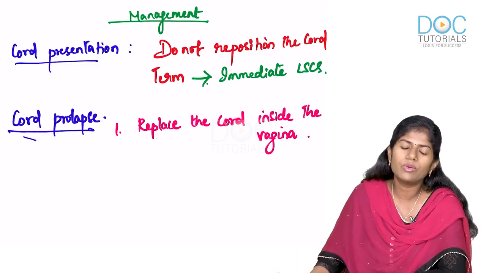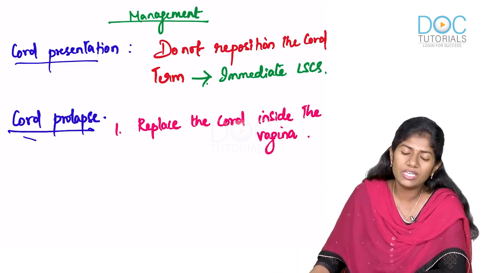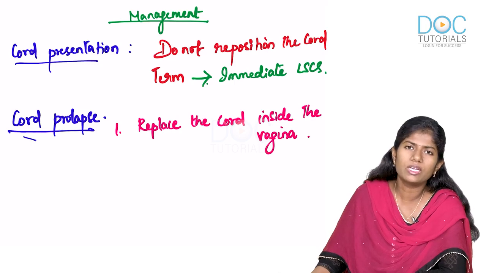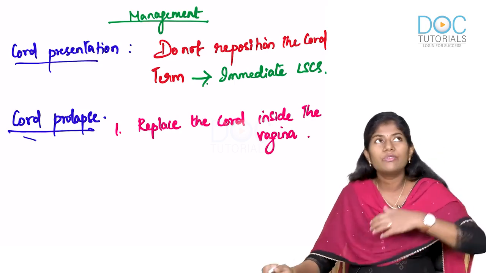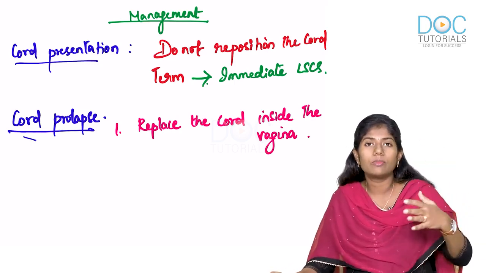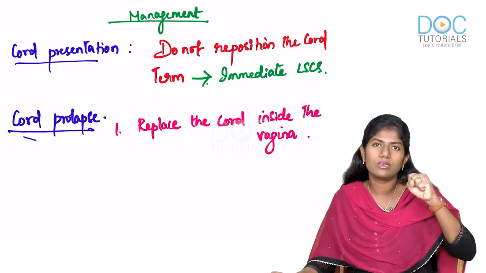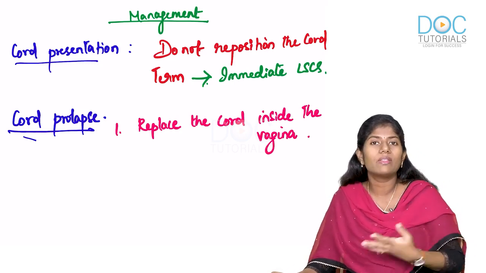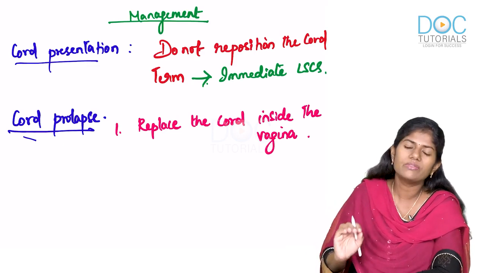Okay, if you try to put it above the head, then the cord will definitely be placed between the head and the pelvis and it will lead to compression. Okay, put it inside the vagina. Why put it inside the vagina? Whenever it's outside, if it gets exposed to the atmospheric environment, the cord vessels will constrict, and that will further aggravate the hypoxia. So, put it inside the vagina.